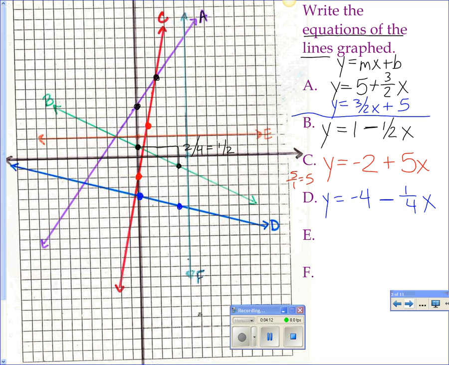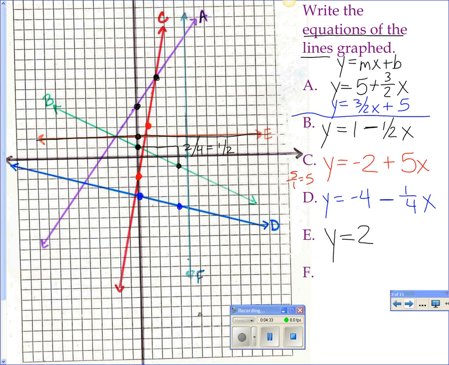All right, line E is this orange one. It's going straight across. And it hits the y-axis. So it has to be y equals. It has a y. So it's y equals. And it hits the y at 2. And you don't put an x with it because it's a horizontal line.